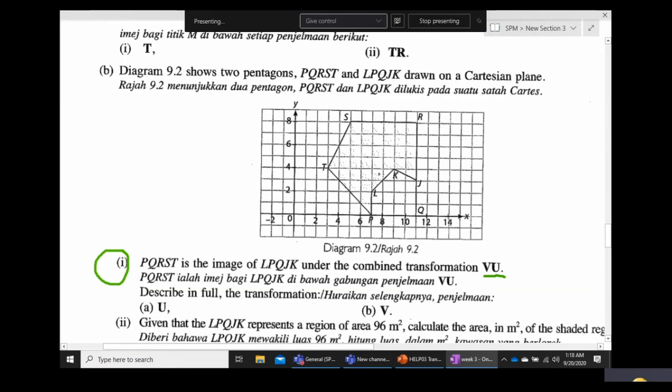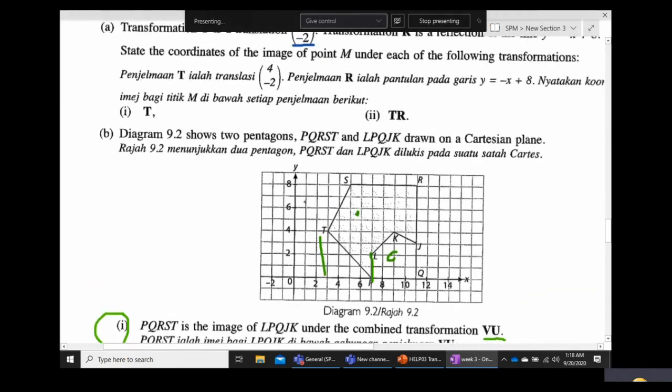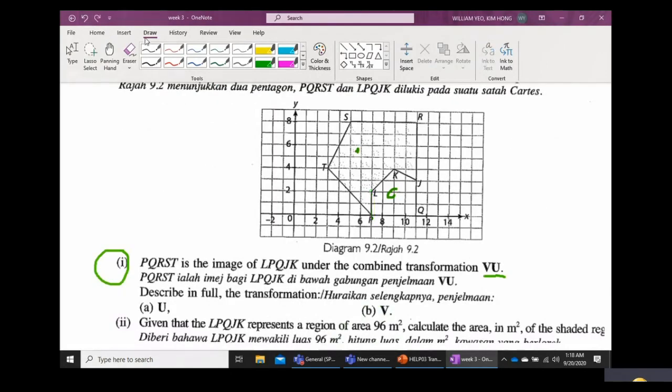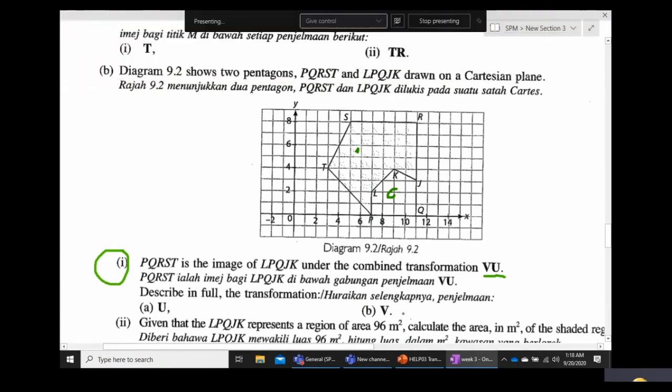Some of you, if you don't look carefully, might think this is just an enlargement from the small one to the big one, but it cannot be. Because if you enlarge this part, you should get something like this also, but you don't get a vertical line. So it cannot be. Let me delete. So from here, you need one transformation first before you do the enlargement. We know V must be enlargement.